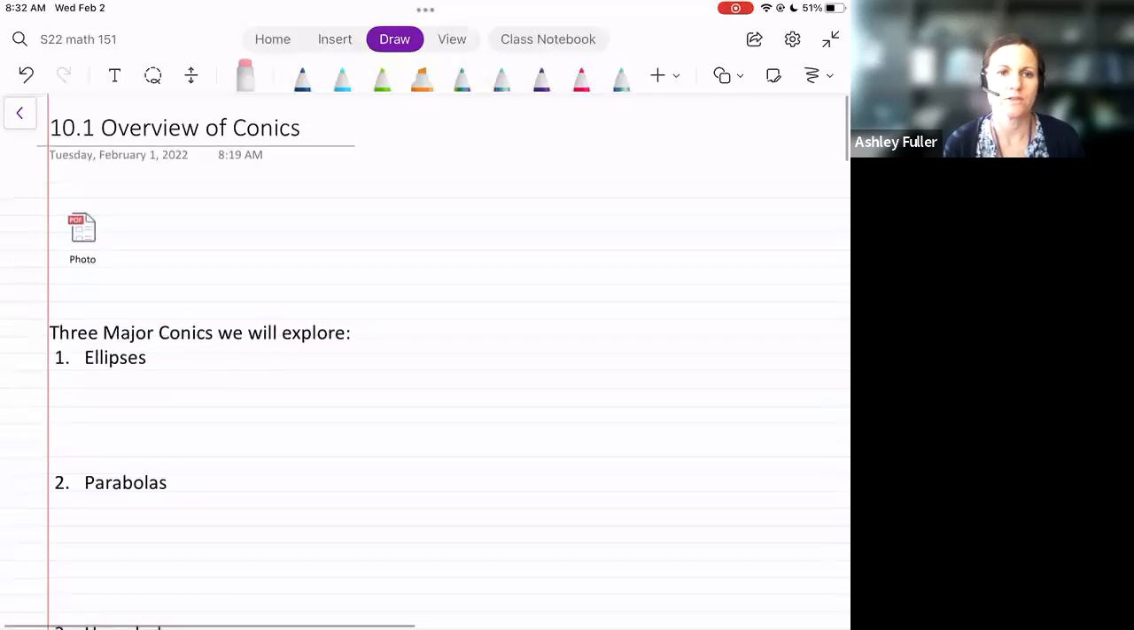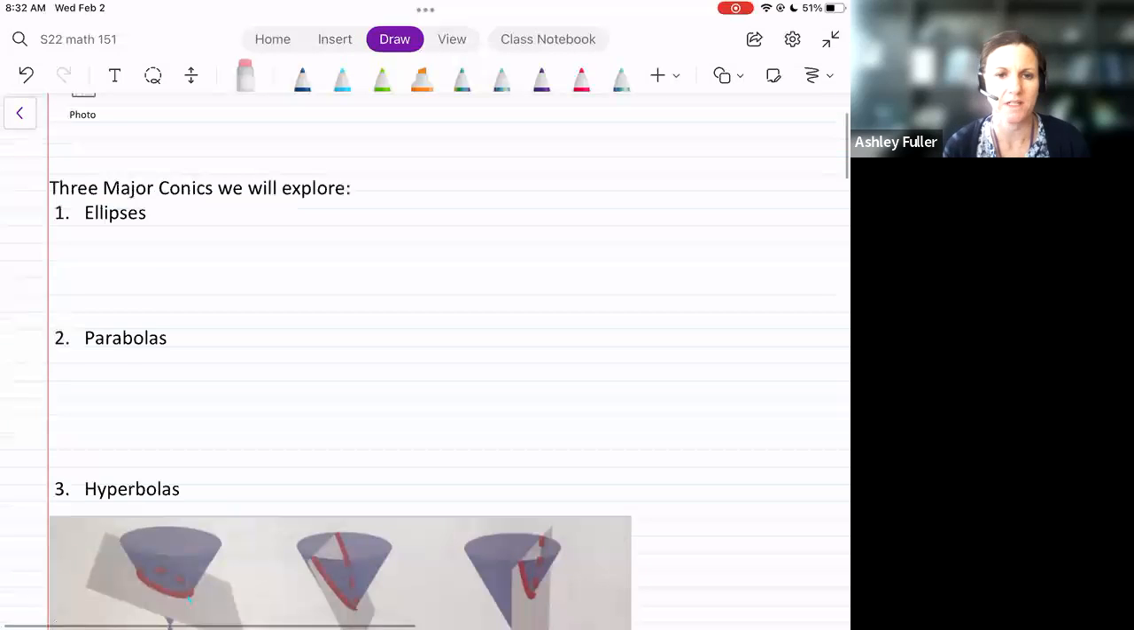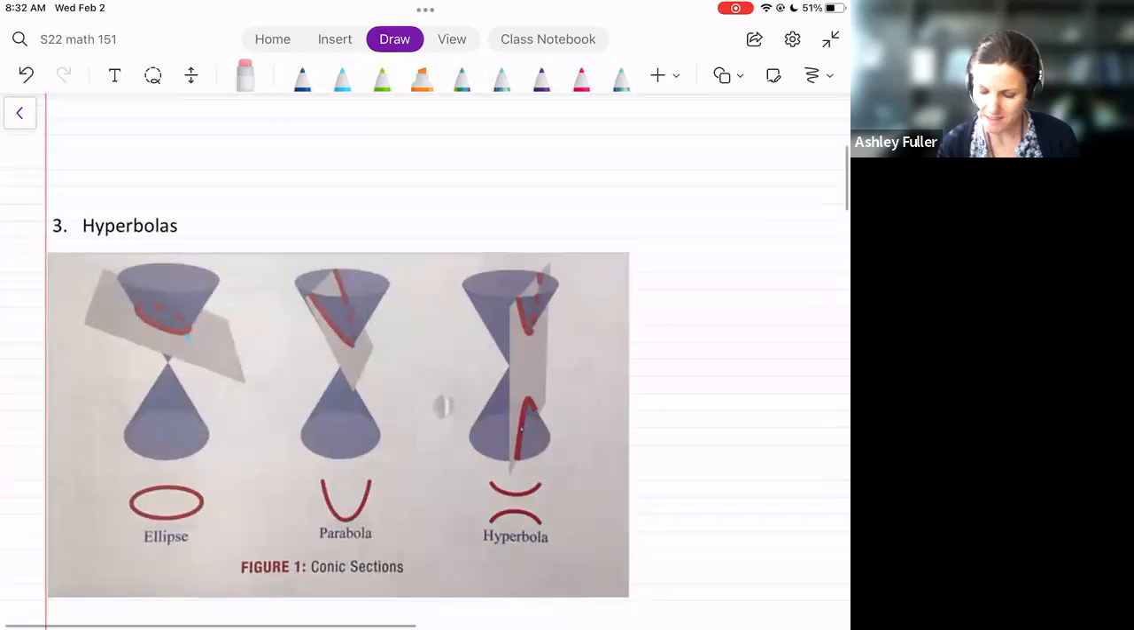We're going to be looking at an overview of conics, and there are three major conics we're going to explore. First of all, what is a conic? A conic is simply the idea of how a plane intersects with a cone. And we're going to look at examples here.